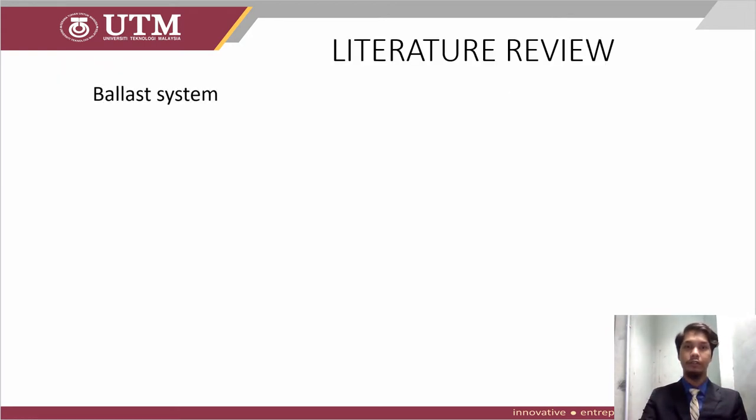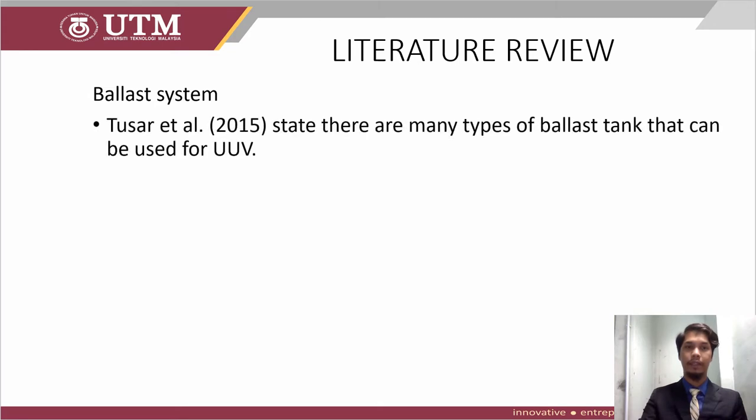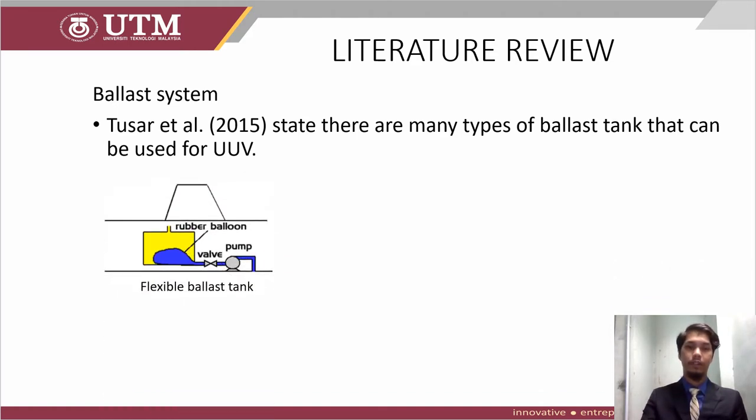In the literature review, in terms of ballast systems, Tusa and others in 2015 state there are many types of ballast tank that can be used for UUV. The first one is the flexible ballast tank, which consists of a rubber balloon inside a rigid tank. To flood the tank, the valve is opened and water is pumped into the rubber balloon until the balloon fills up the space of the tank.